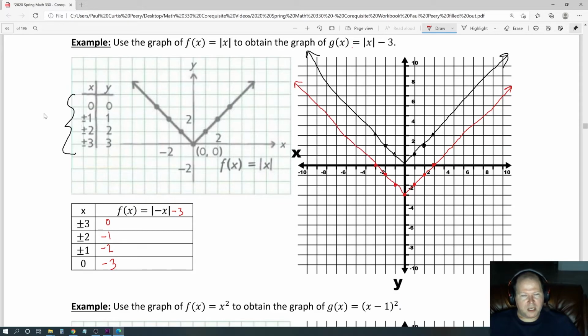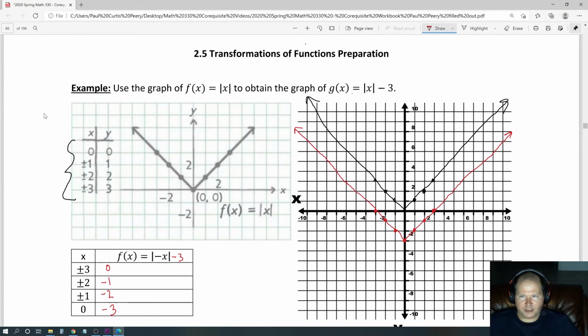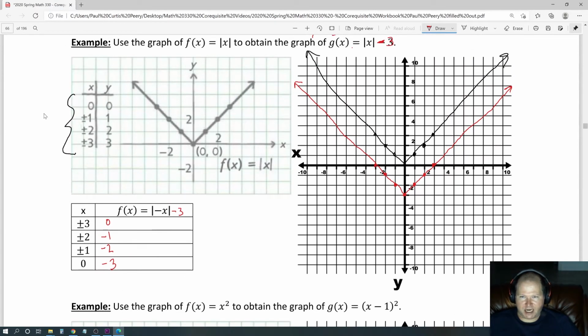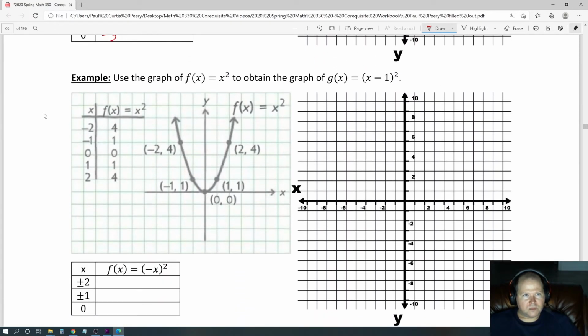There we go. Now notice what happened: when I subtracted 3 here, it subtracted 3 from this, which is really the y's, right? So all the y values went down 3. So I just shifted the entire equation down 3. That's what happened there, right?